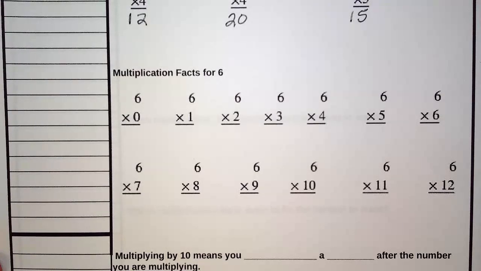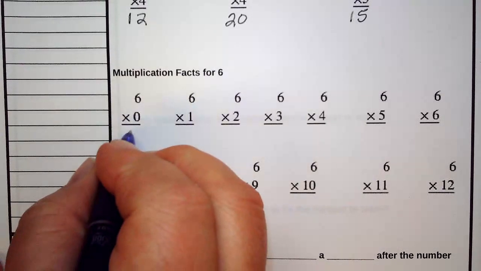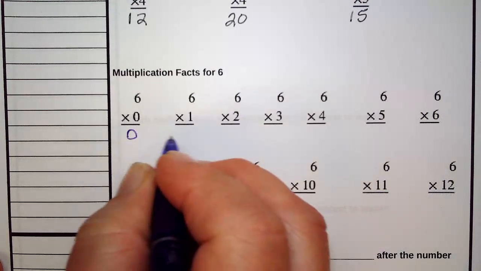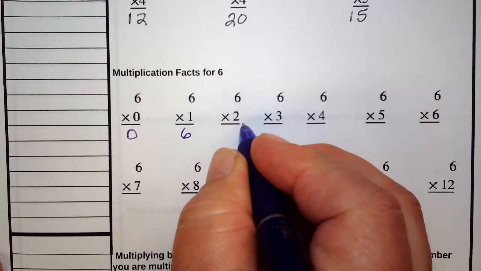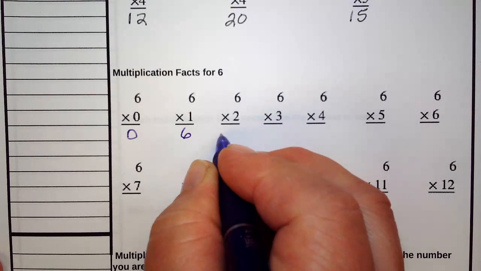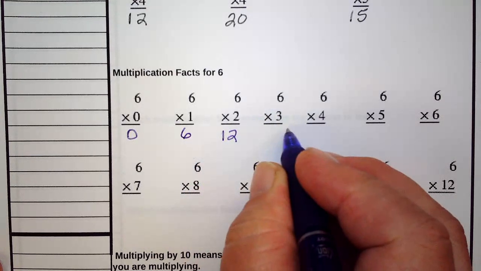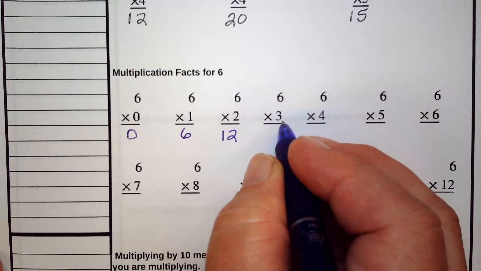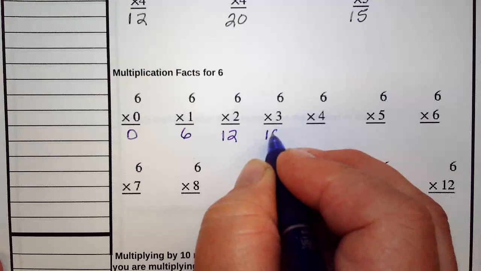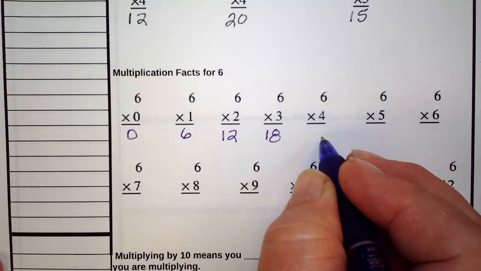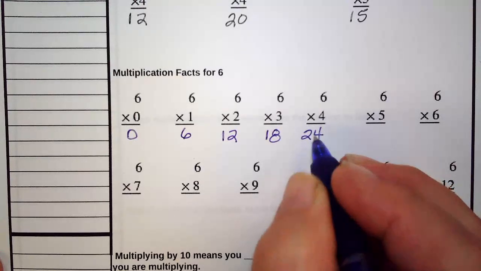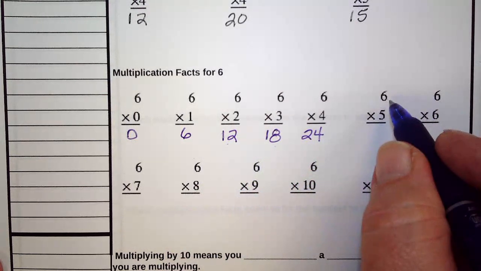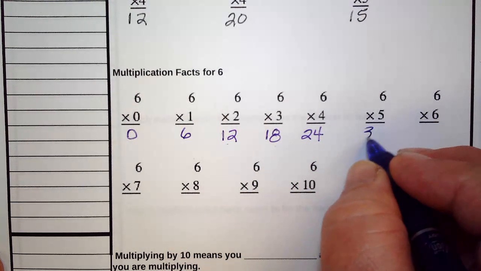6 times 0. Anytime you multiply by 0, you get 0. 6 times 1. When you multiply by 1, you get the number back. 6 times 2. 6 plus 6 is 12. Now, each time it will go up by 6. 6 times 3, 18. 6 times 4, 24. 12 plus 6 is 18. 18 plus 6 is 24. 6 times 5 is 30.